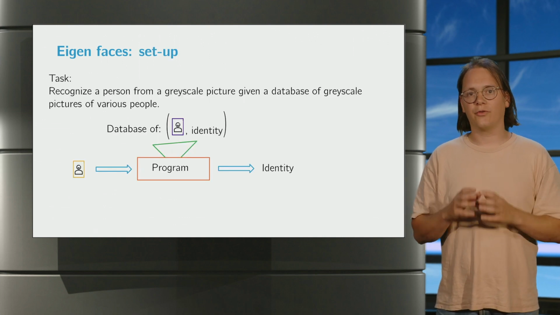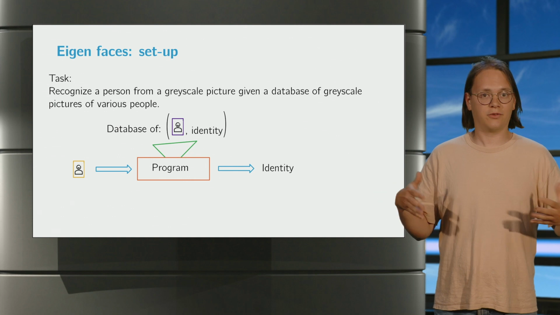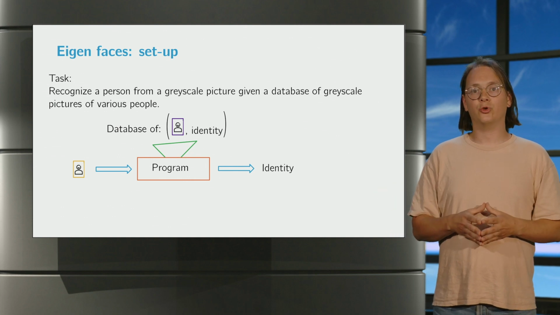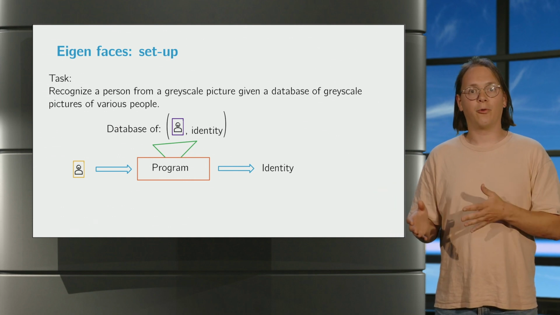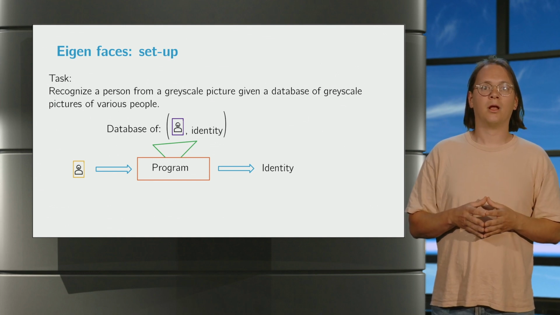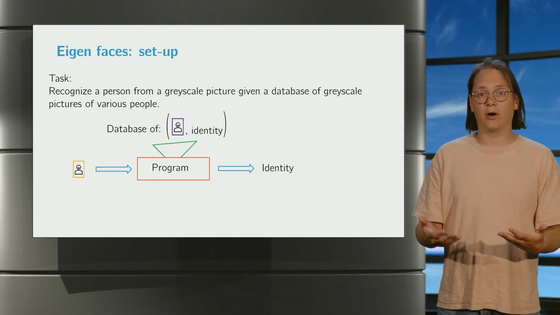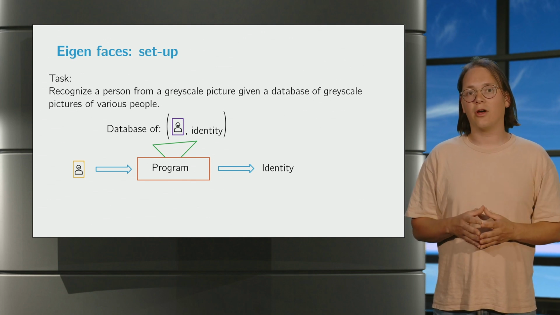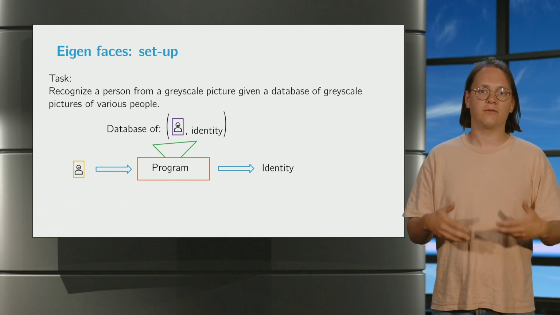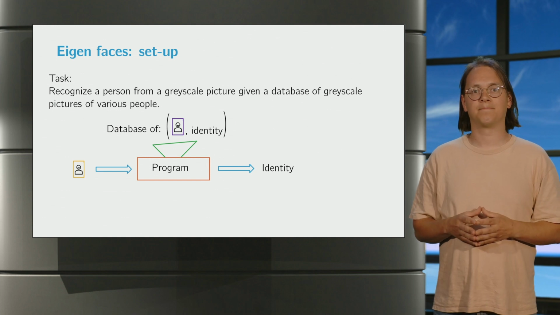The starting point is a database of a bunch of pictures of people's faces. Usually, you will want multiple pictures per person. What we want the program to do is be able to tell us who we are looking at if we provide another grayscale picture of a face of a person that is in the database.